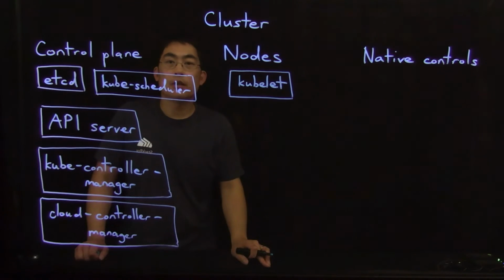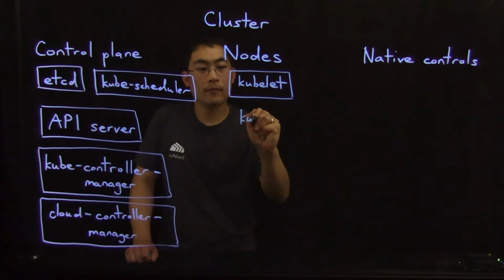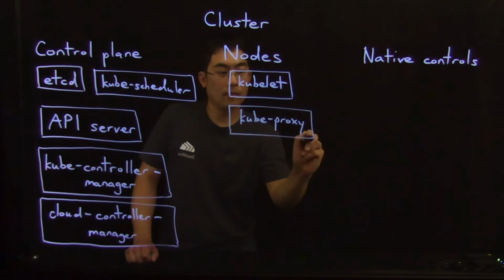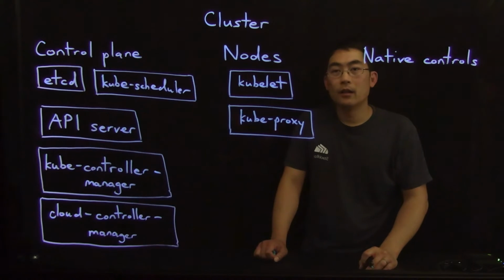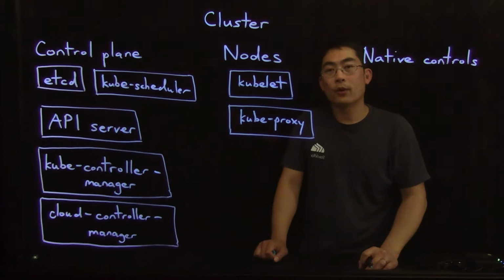The next component is called kube-proxy. Kube-proxy is used to handle request forwarding based on network rules and various network protocols. The third component is the container runtime.